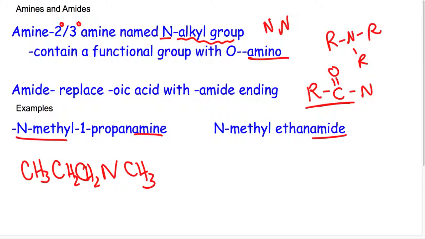If you name the amide, I have ethane, which is going to be CH3C, but it's the amide, which means a double bonded carbon to an O, and then my nitrogen. That's the amide part. And then I have N-methyl, so I have a group off of the nitrogen, which is CH3. N-methyl ethanamide, or amide.